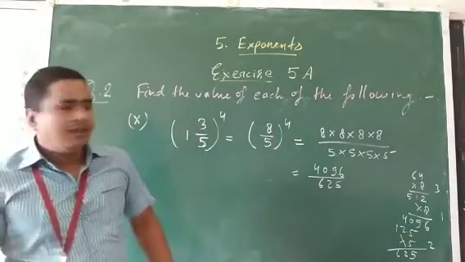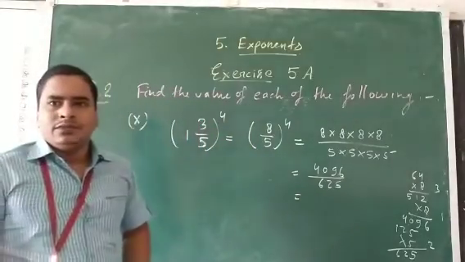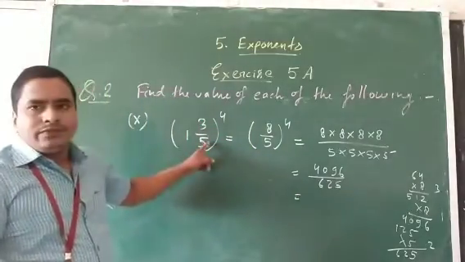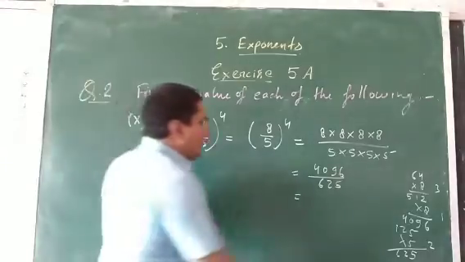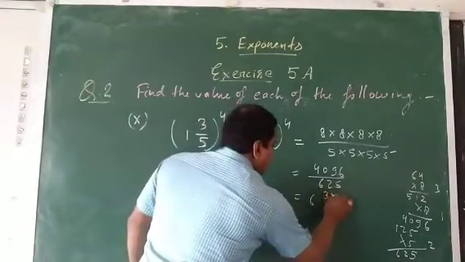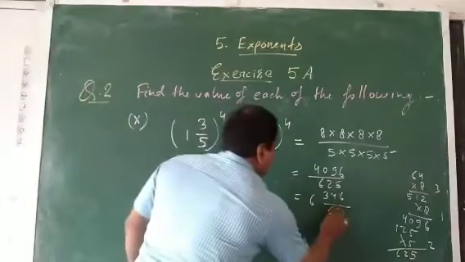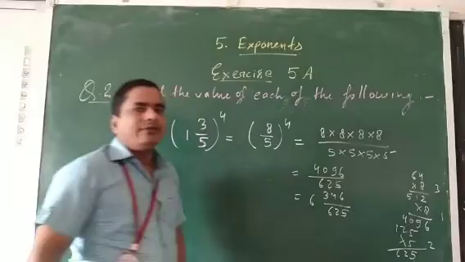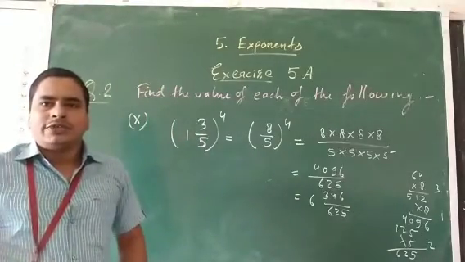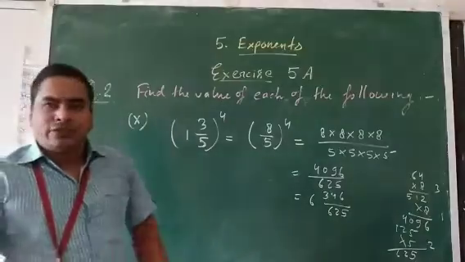4096. Okay, clear? You can write this again in mixed fraction form. Mixed fraction form you can write what? 6 whole 346 by 625. Okay, students? Clear? One more question we will discuss, the last one of this part.